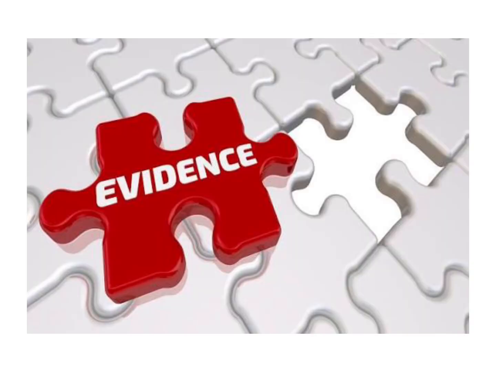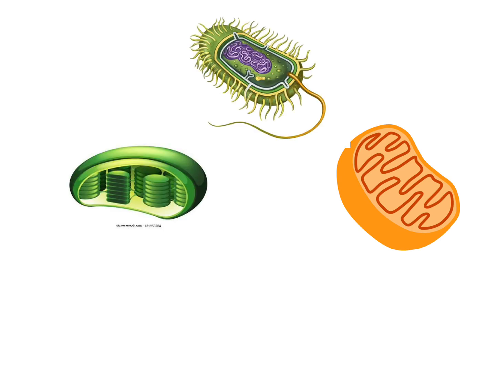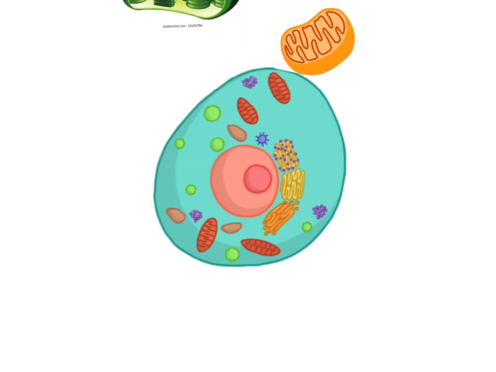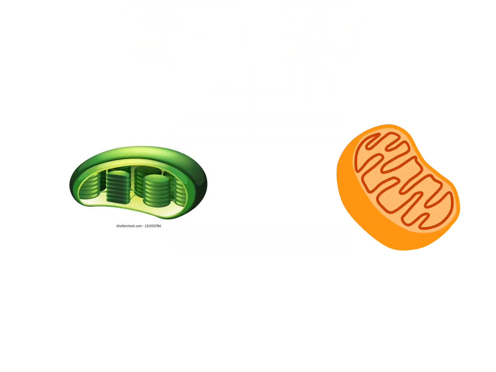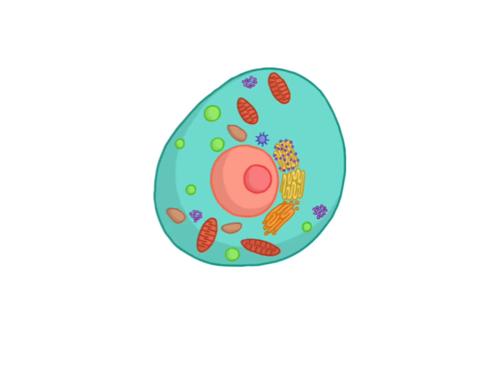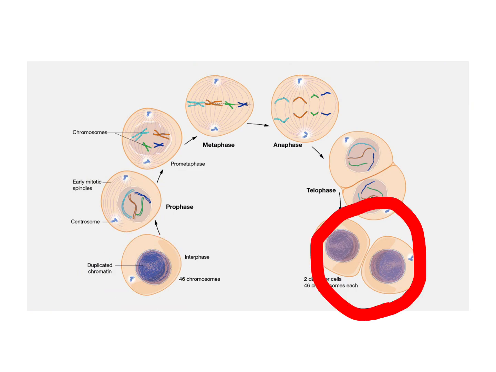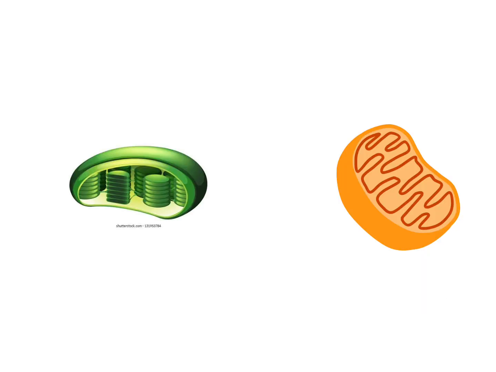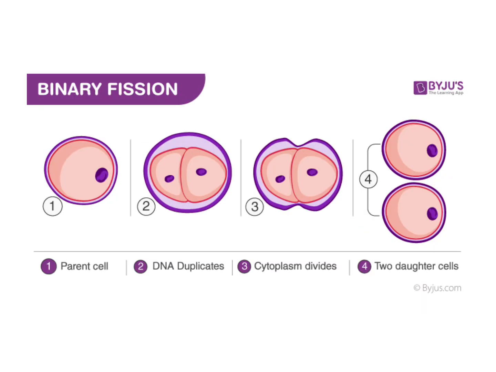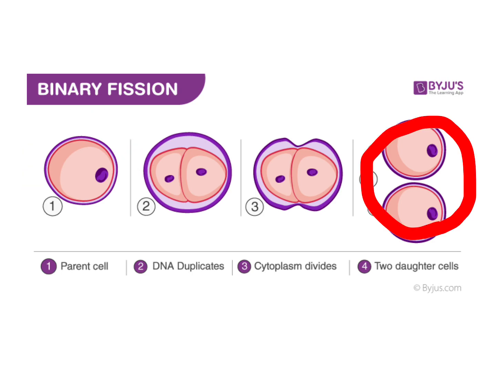Because I got evidence. Mitochondria and chloroplasts are around the same size as prokaryotic cells, but they are located in much larger eukaryotic cells. These two organelles also have their own DNA. In contrast to eukaryotic cell reproduction, which is mitosis, the process where a single parent cell divides into two genetically identical daughter cells, the mitochondria and chloroplasts reproduce through binary fission, which is the process where a single-cell organism divides into two genetically identical daughter cells.